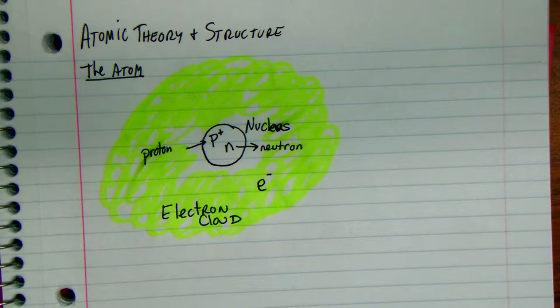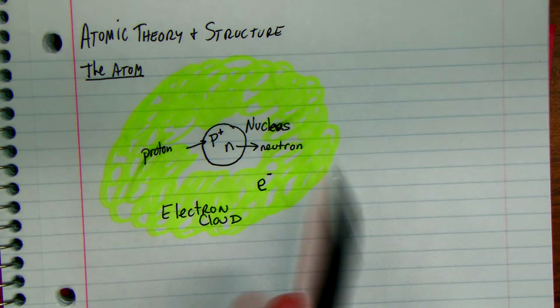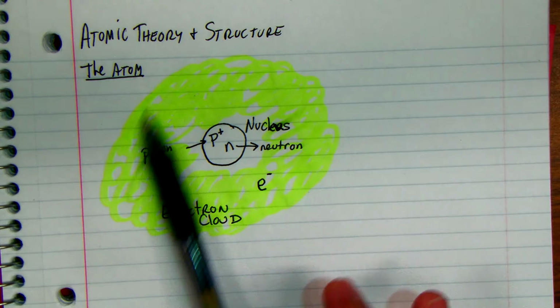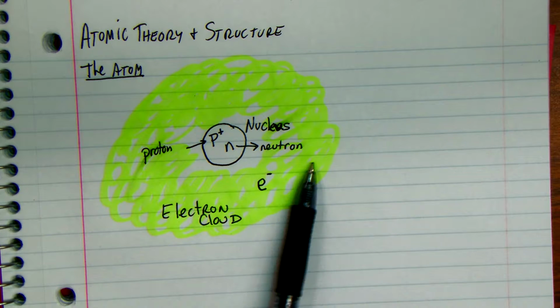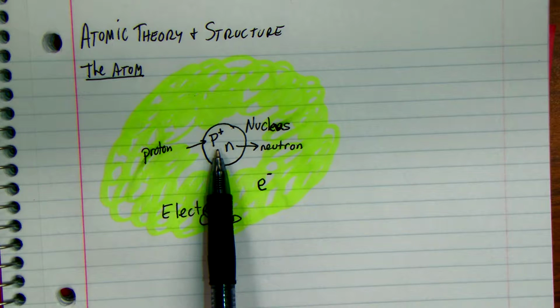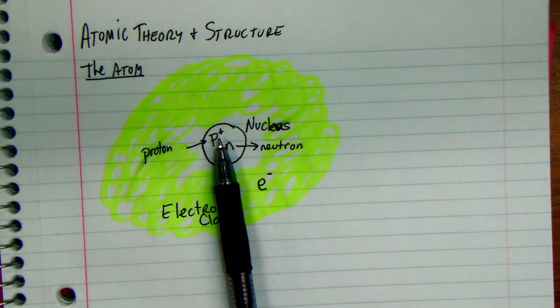Now, this is not the best representation of what actually is going on, because based on energy levels of electrons and things of that nature, there's a certain geometry or a certain shape of where these electrons are going. We're not going to get too much into that yet, but the electrons are going to be outside the nucleus. They're never going to be inside the nucleus. And the nucleus of the atom is always going to have your protons, and it's always going to have your neutrons.